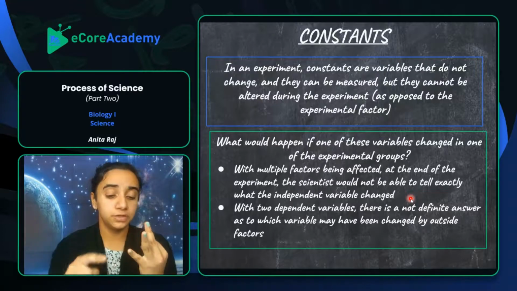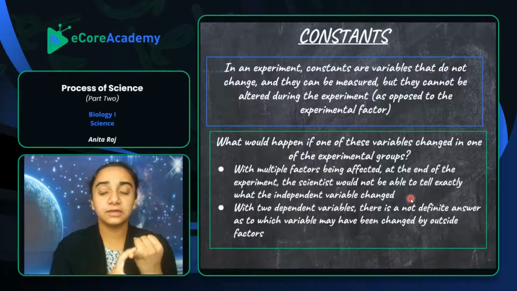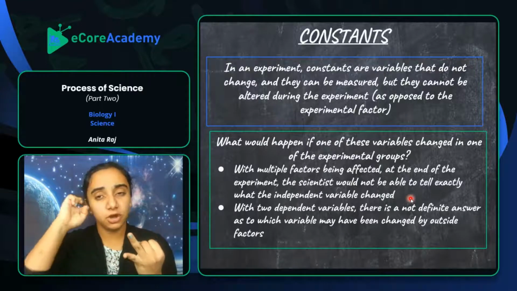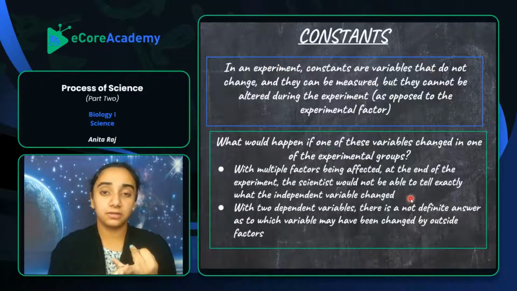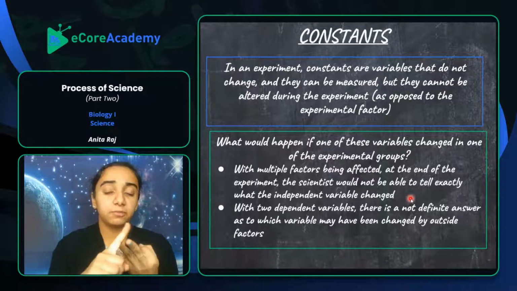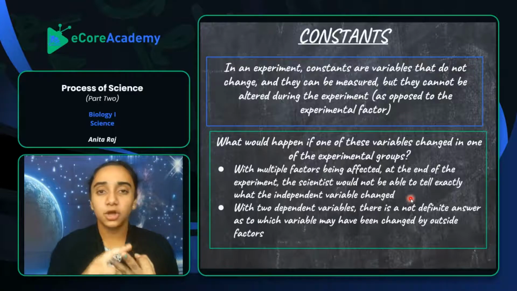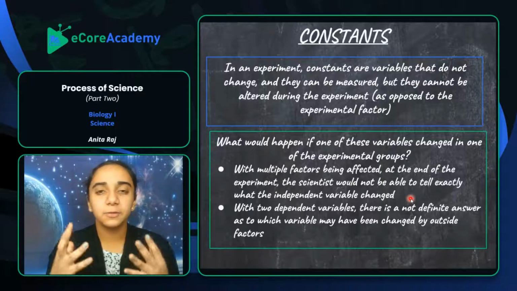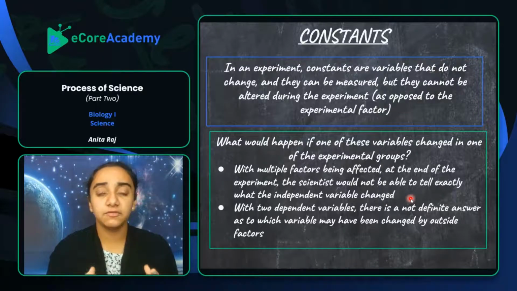Do we know if the pH of the soil affected the health of the trees? Do we know if the amount of water affected the health of the trees? Do we know if the amount of plant fertilizer affected the health of the trees? We wouldn't know at the end of the day. We would not know exactly which independent variable impacted the dependent variable directly.